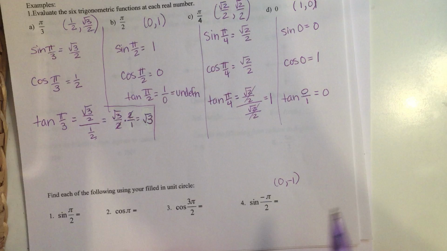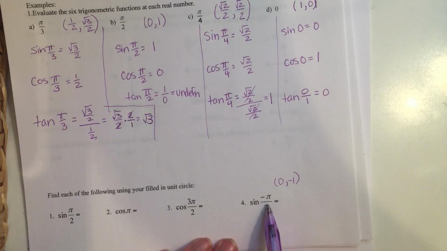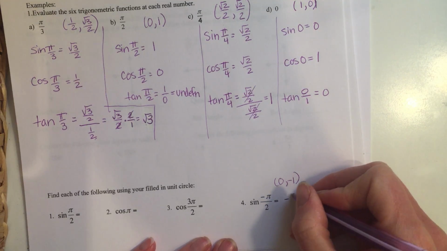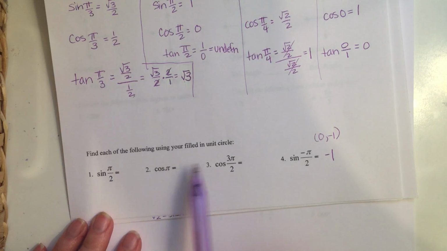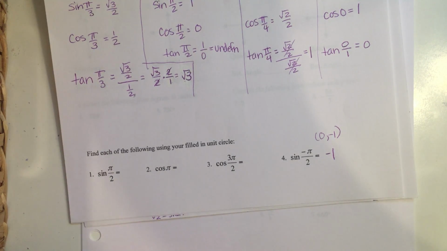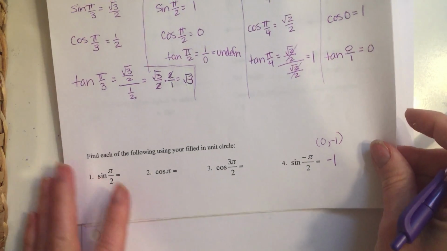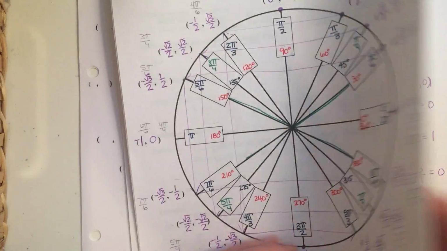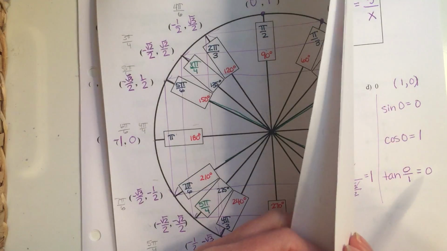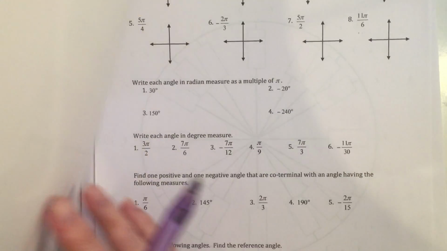So what it said is to find sine of negative pi over 2. Sine is my y value. So in this case, it would be equal to negative 1. Okay, ladies and gentlemen, so do these 3 and compare with your group members. The answers are on the board. You can check your answers. And then use your time in class today to finish the second page.